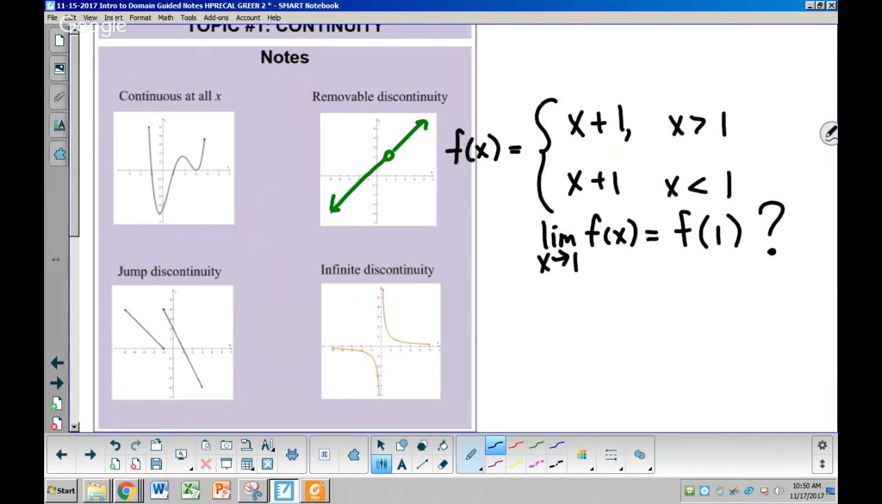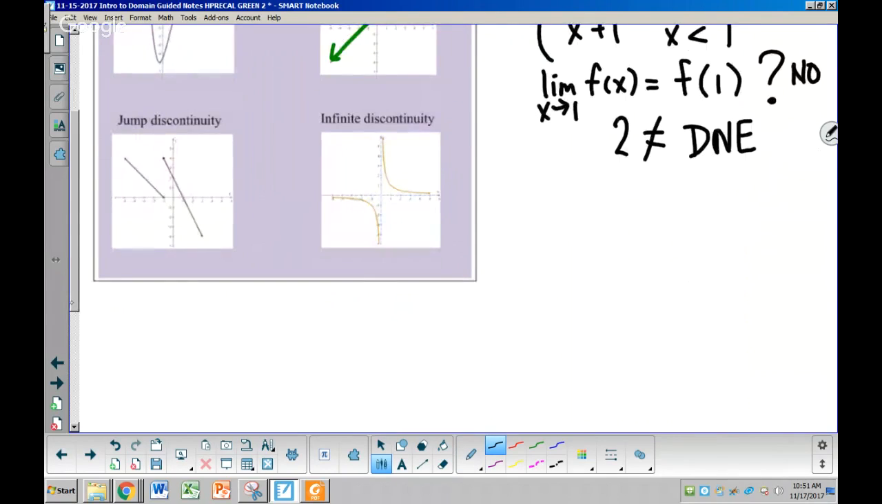Well, oh, right. We say this is what? 2. This limit is 2. That's the y value we expect to reach when x is 1. But f of 1 does not exist. So that's why it's not continuous. If the limit from the left and the right does not equal the function value, then you will have no continuity.